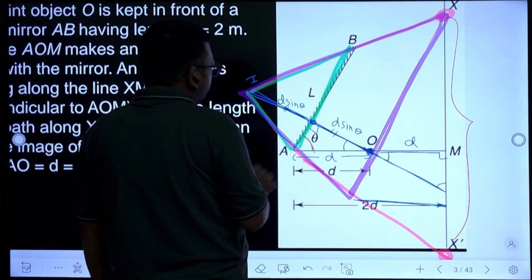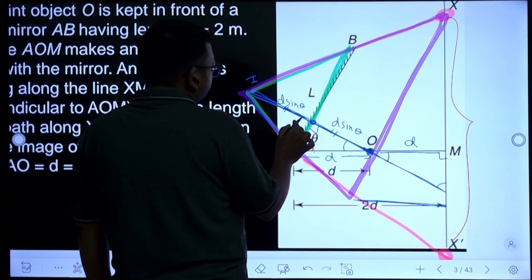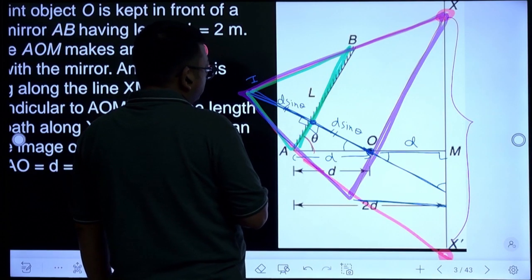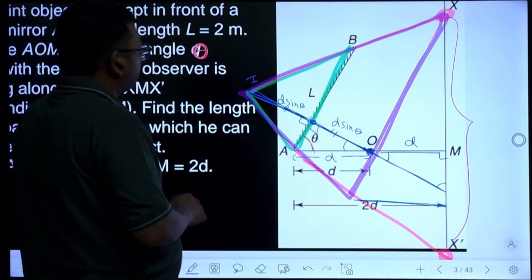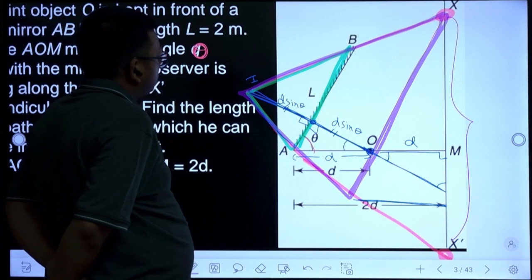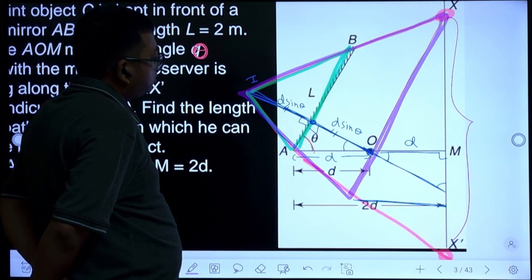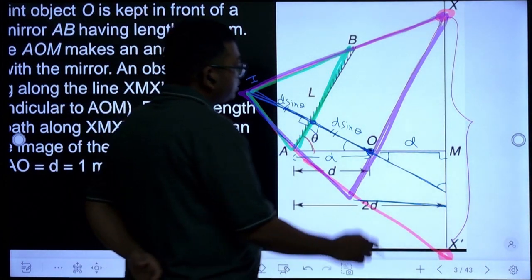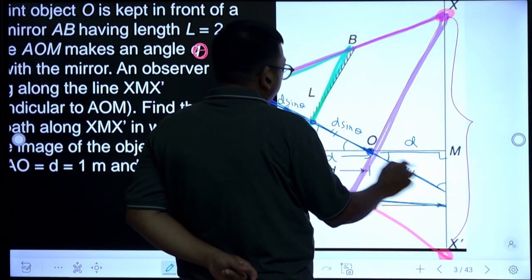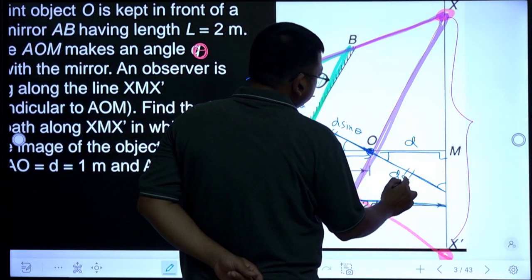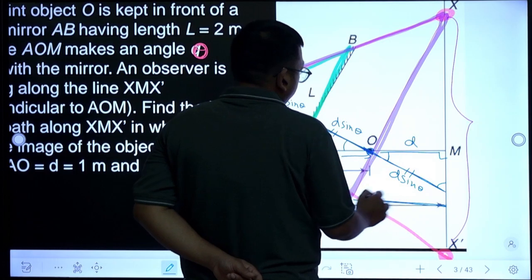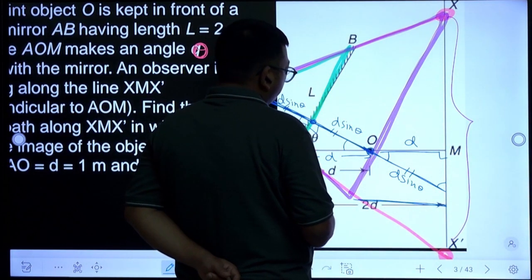How much? We can try to calculate because this is 90 degrees. Okay? This is 90 degrees. When you think about it, ratios of the sides we need to calculate. And also see this side is also equal because of congruency. So this is d sin theta, d sin theta. This is also d sin theta. Okay, right.